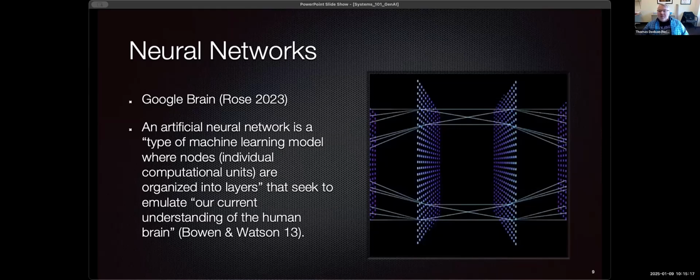So what they built was an artificial neural network, a type of machine learning where nodes, individual computational units, are organized into layers that seek to emulate our current understanding of the human brain. These networks can look for patterns in massive data sets. Data is broken down into tiny components and processed by thousands of nodes.